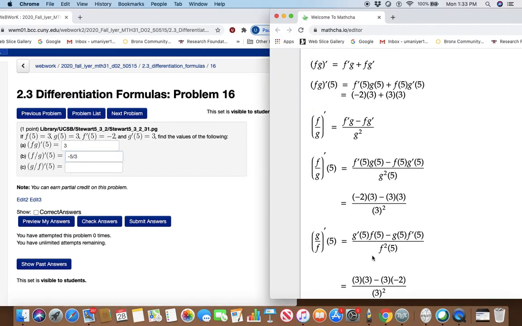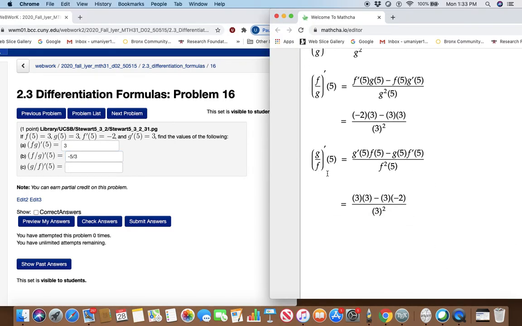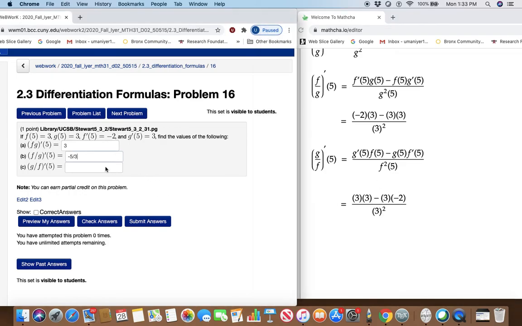Lastly, g over f. So same story, square of the denominator and take turns. Derivative of the top, denominator as it is, minus numerator as it is, derivative of the bottom. So g prime at 5, f of 5. G prime is 3, f of 5 is 3, minus g of 5 is 3, f prime is negative 2. So this is a 9 plus 6, 15 over 9. 15 over 9 is positive 5 over 3.